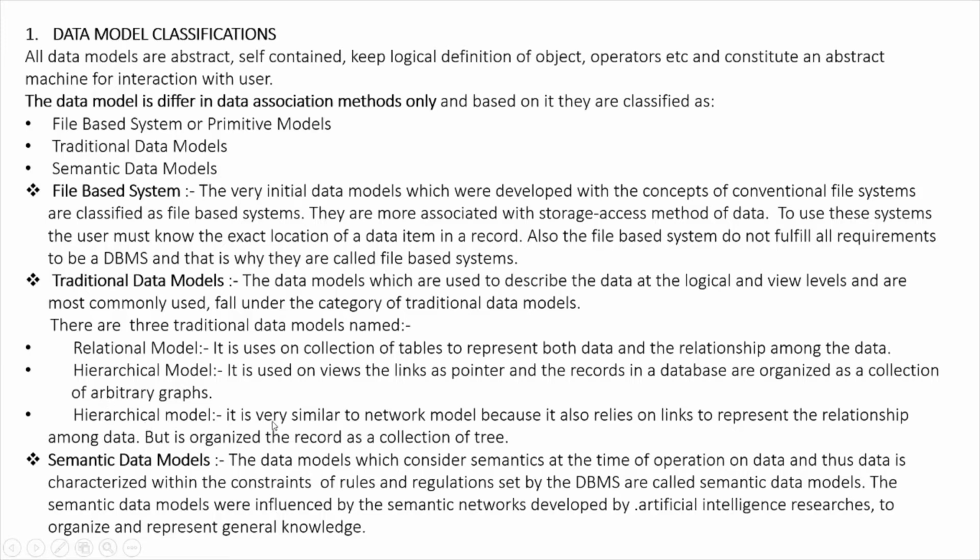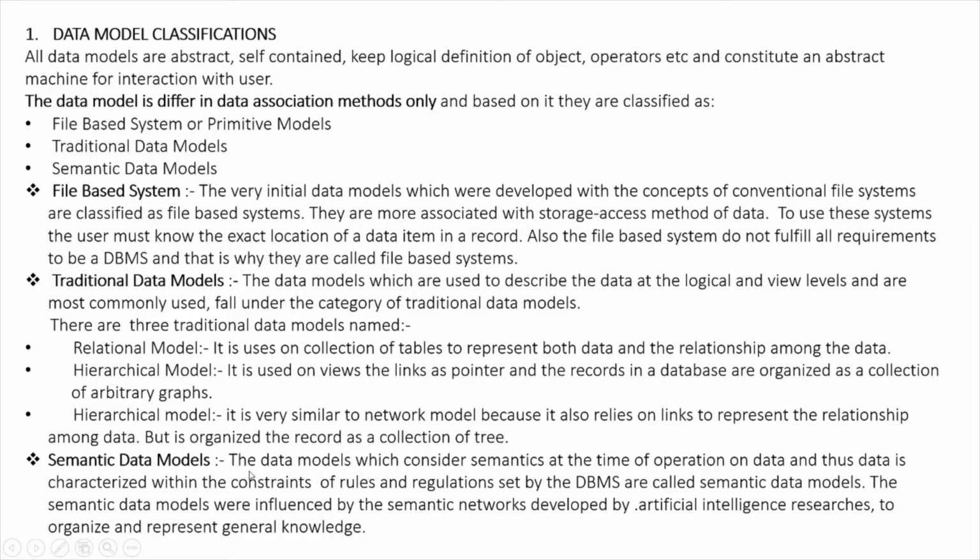Hierarchical model: it is very similar to the network model because it also relies on links to represent the relationships among data, but it organizes the records as a collection of trees. I hope you will understand.